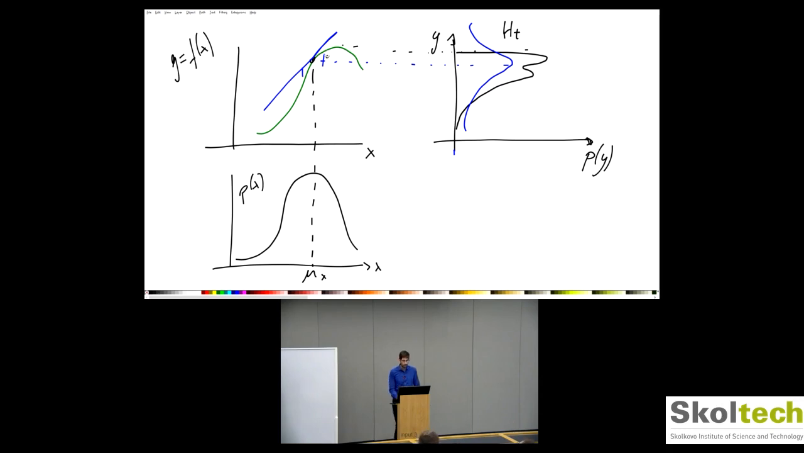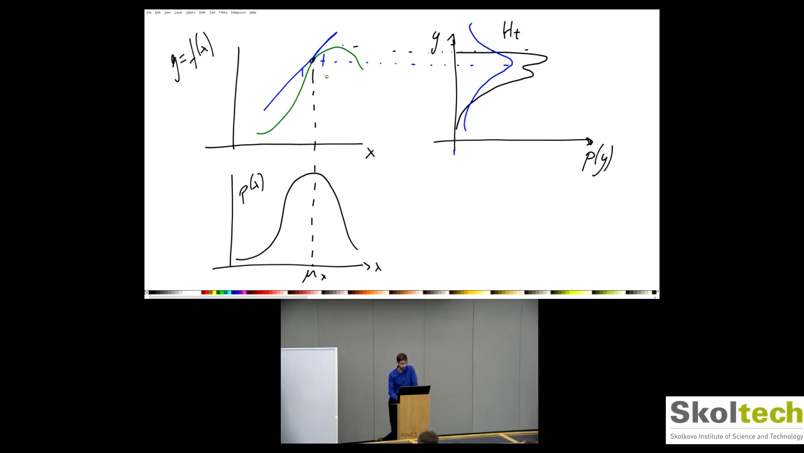So this blue distribution is supposed to be Gaussian, right? Because I'm linearizing around this point, which is the mean. This black distribution would be a sketch of the real nonlinear uncertainty propagation of this Gaussian distribution into something that is not Gaussian anymore, right?